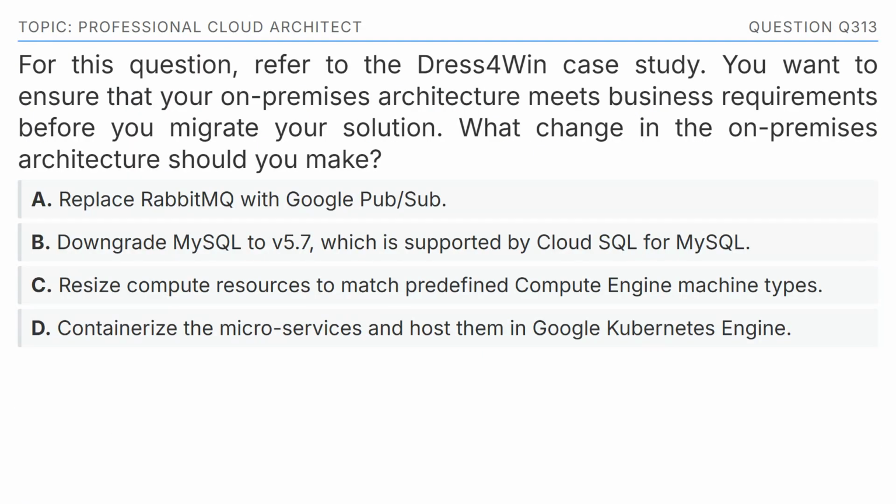For this question, refer to the Dress4Win case study. You want to ensure that your on-premises architecture meets business requirements before you migrate your solution. What change in the on-premises architecture should you make?